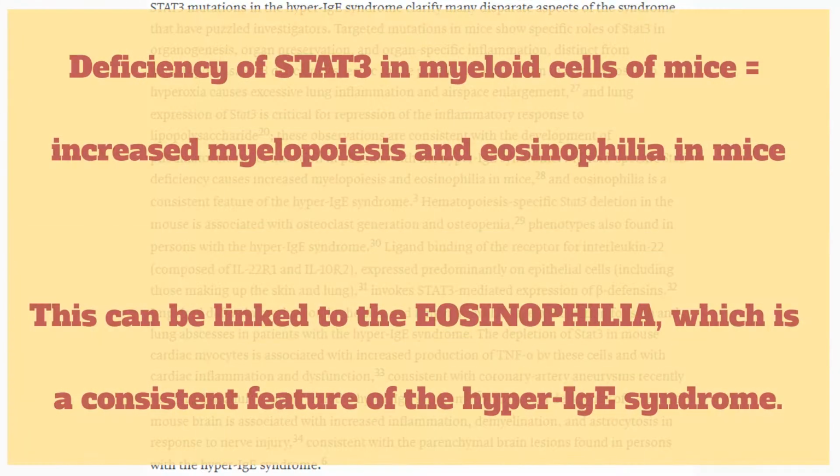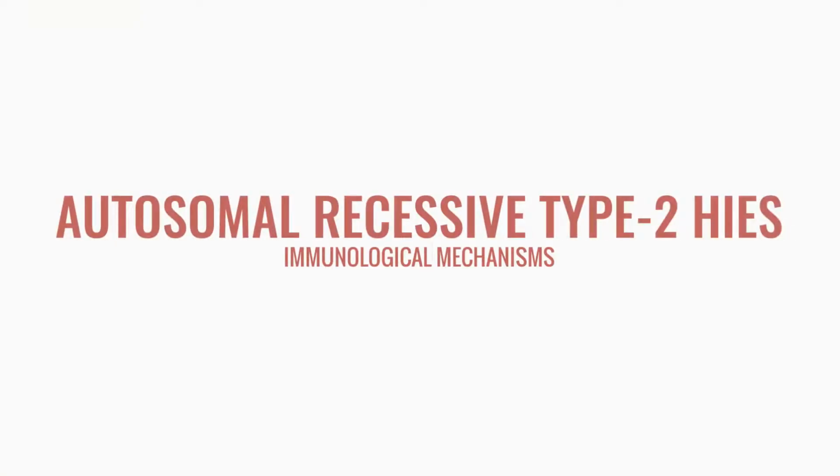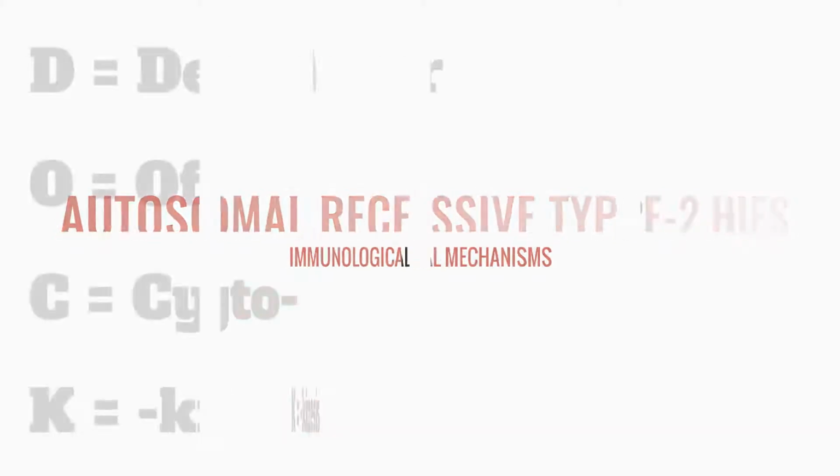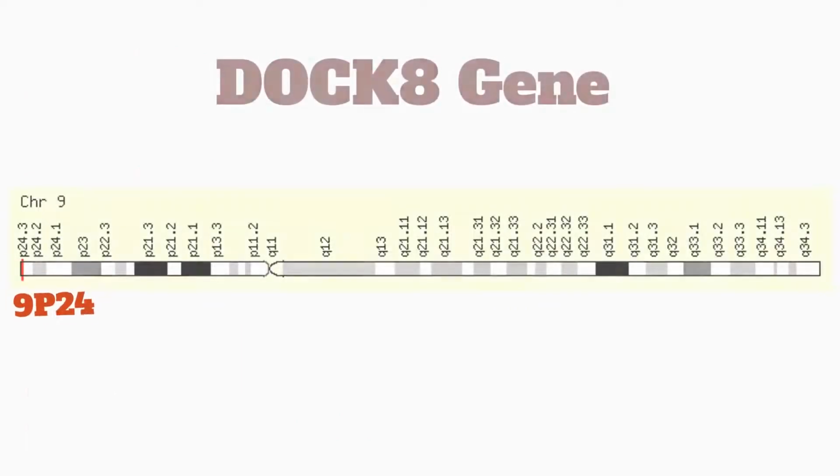In another suggestion, it was linked that myeloid-specific STAT3 deficiency causes increased myelopoiesis and eosinophilia in mice, and eosinophilia is a consistent feature of the hyper-IgE syndrome. On the other hand, let's talk about the autosomal recessive form of hyper-IgE syndrome, which is mostly, but not always, due to mutations of the dedicator of cytokinesis 8 (DOCK8) gene, which is located on chromosome 9p.